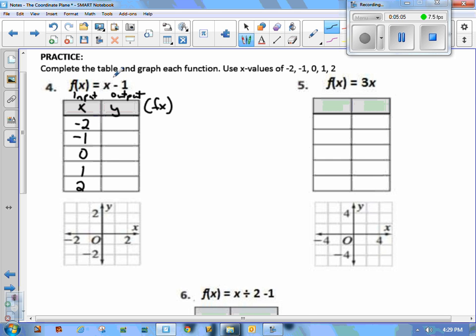We're going to use this rule, x minus 1. So here's my x, negative 2. I'm going to plug that in, and I'm going to say negative 2 minus 1 equals a negative 3. So that's my y right here. For the next one, I'm going to plug in negative 1 minus 1, and that gives me a negative 2. I'm going to plug in 0 minus 1, which gives me negative 1. I'm going to plug in 1 minus 1, which gives me 0. And I'm going to plug in 2 minus 1, which gives me 1.